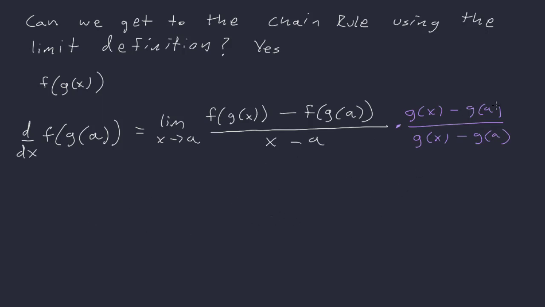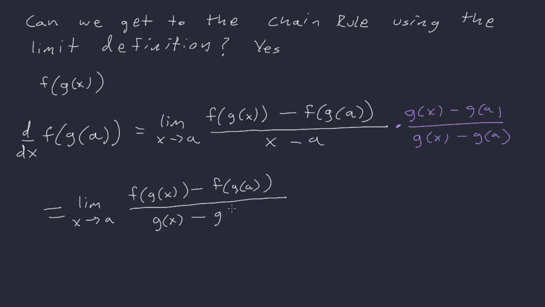So, if I swap these denominators around, this is the limit as x goes to a of f of g of x minus f of g of a all over g of x minus g of a, times g of x minus g of a all over x minus a. So all I've really done is swapped these two denominators, which we can do since we're multiplying these two fractions.